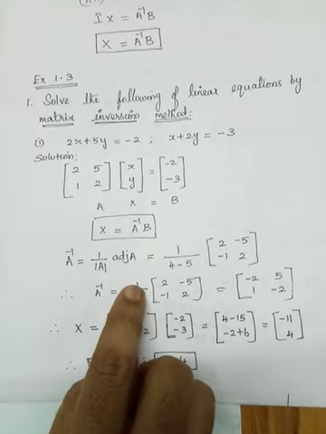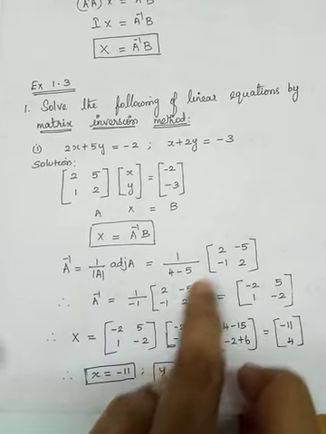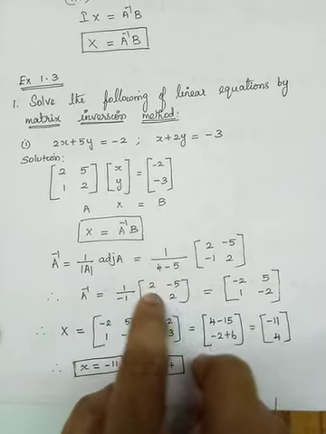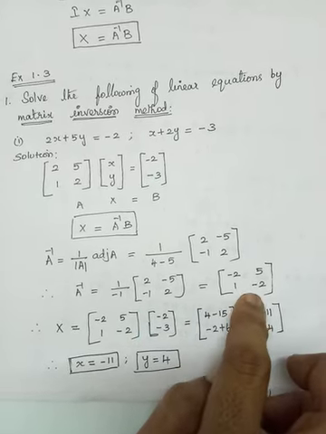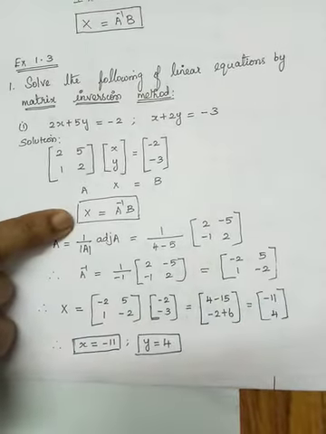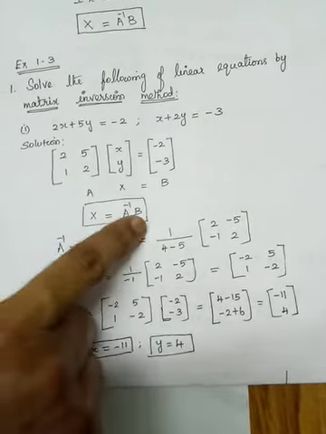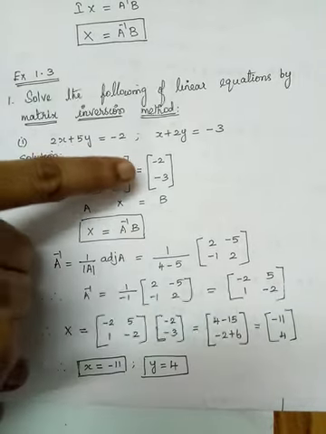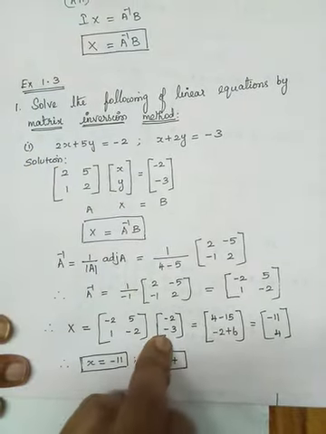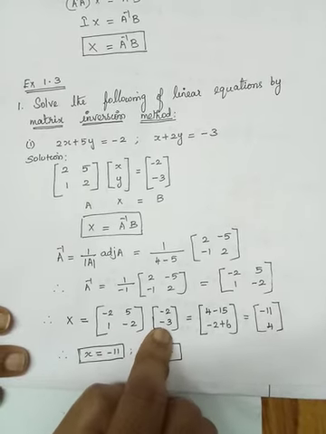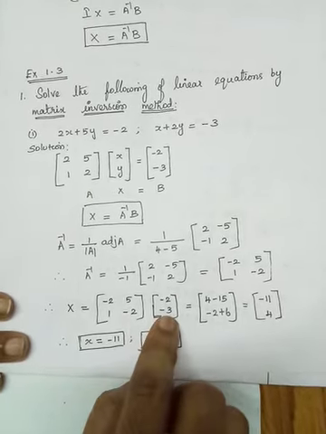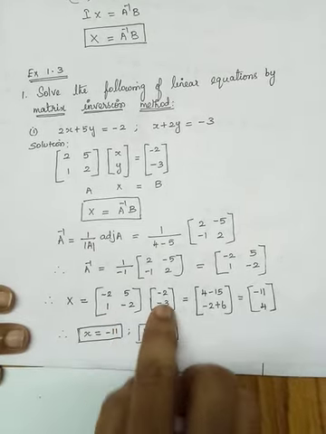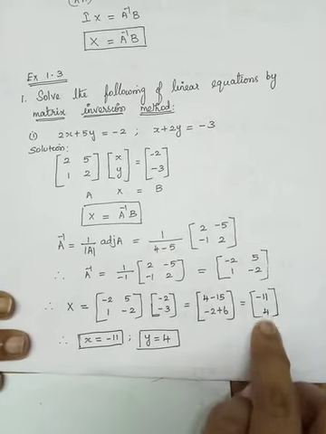So A inverse is equal to 1 by (4 minus 5), which is minus 1, times the adjoint. 1 by minus 1 is minus 1, so all the elements of this matrix are multiplied by minus. You will get this answer. What is the formula for the matrix inversion method? X = A inverse B, where B is the right hand side matrix. When I multiply, the first row, first column is 4 minus 15, and the second row, first column is -2 plus 6, that is equal to -11, 4.